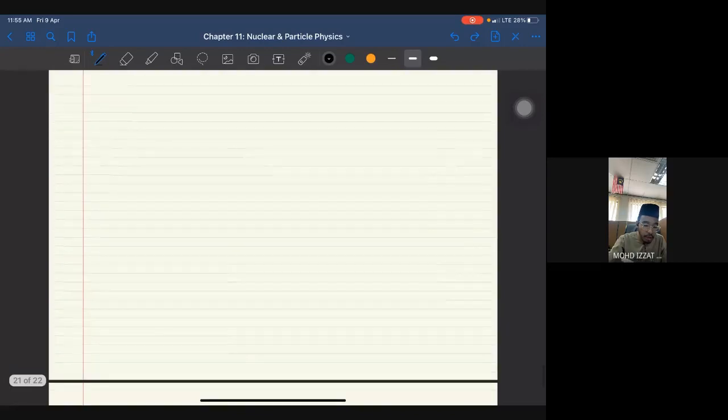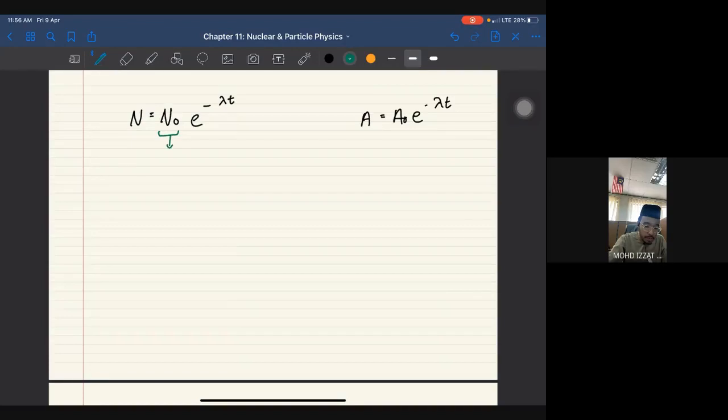The derivation of these two formulas you can check in your notes. It's not in the exam, so I won't show it, it's not in your learning outcomes. Where lambda equals 1 over tau, N equals N naught exponent negative lambda t, and then you have A equals A naught exponent negative lambda t. Okay, notice that I put the naught there. The naught indicates the initial, so the initial number of nuclei, the initial activity, and lambda is actually ln 2 over t half.